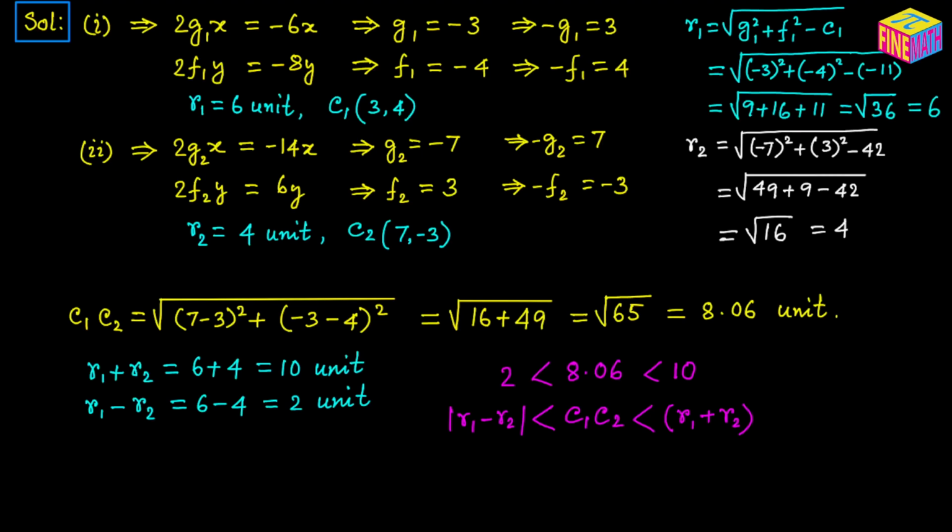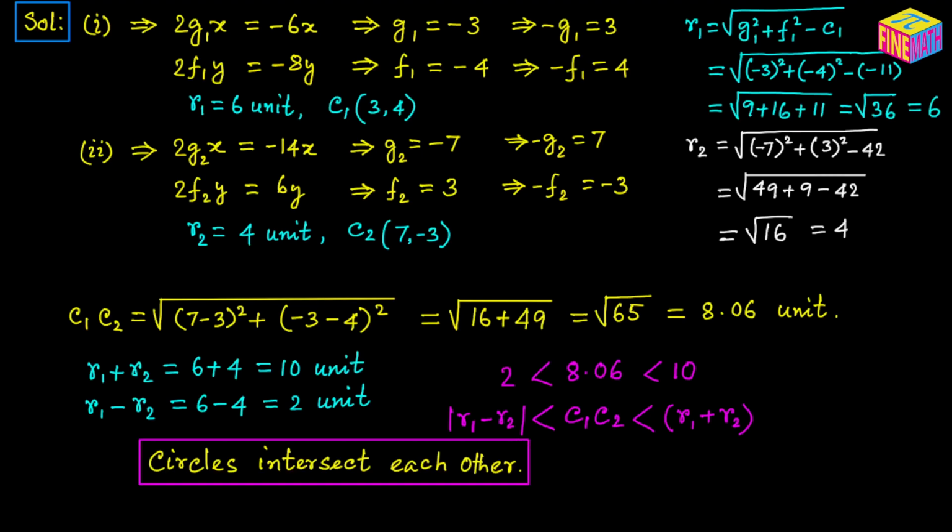Earlier in the video we have seen that this is actually the third situation where the two circles intersect each other, and that is when we have seen this property that the distance between the centers is actually greater than the difference of the radii but less than the sum of the radii. So in this case we can conclude that the circles actually intersect each other, and that's the answer for this example.